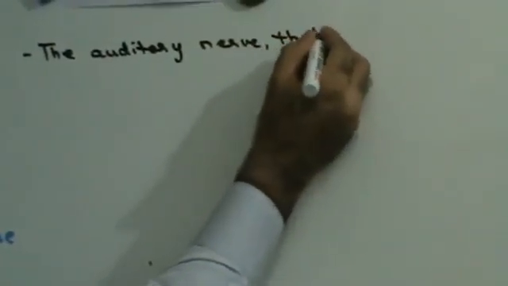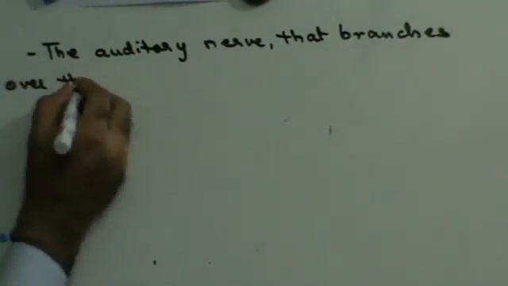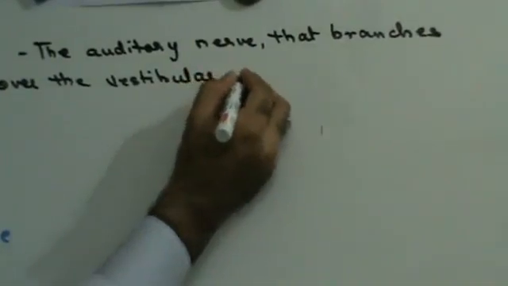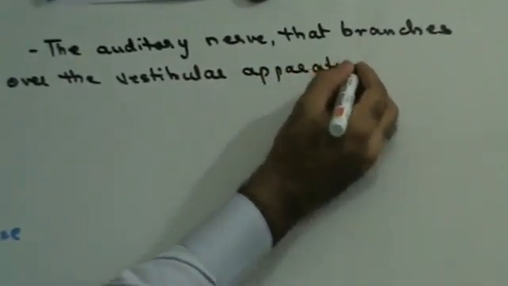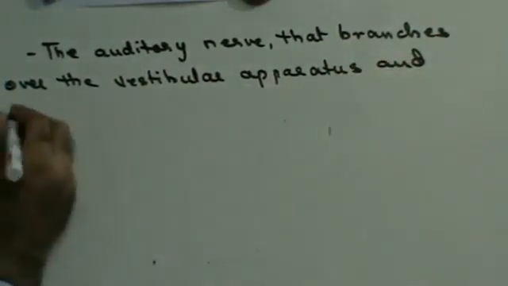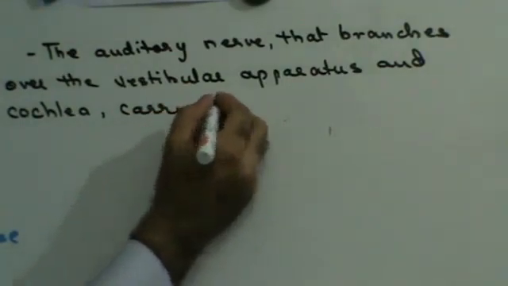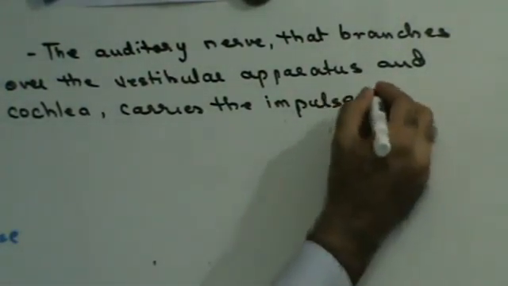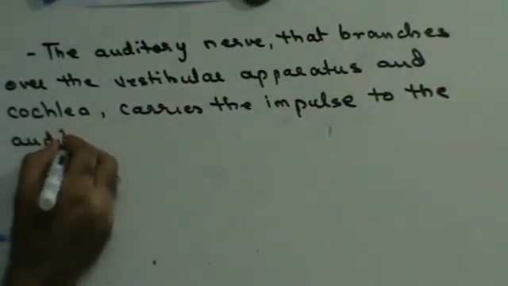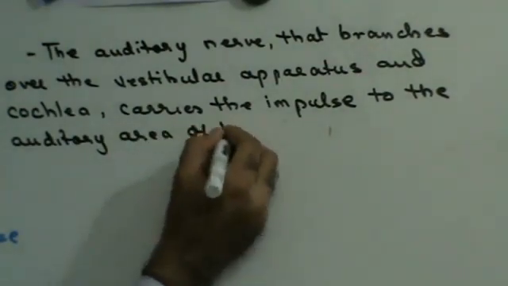The auditory nerve that branches over the vestibular apparatus and cochlea carries the impulse to the auditory area of the brain.